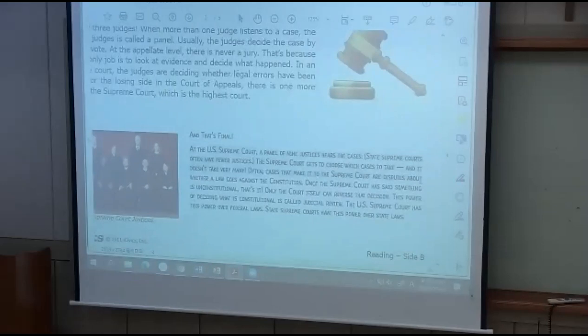Often cases that make it to the Supreme Court are disputes about whether a law goes against the Constitution. Once the Supreme Court has said something is unconstitutional, that's it. Only the court itself can reverse that decision. This power of deciding what is constitutional is called judicial review. The Supreme Court has this power over federal laws. State Supreme Courts have this power over state laws.